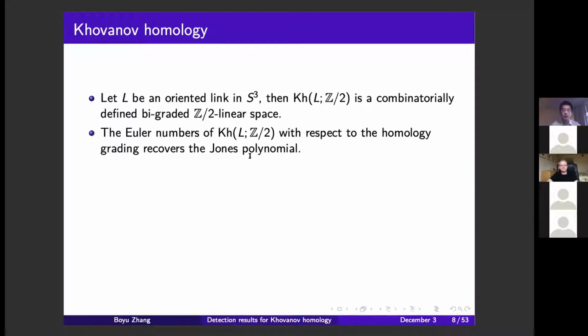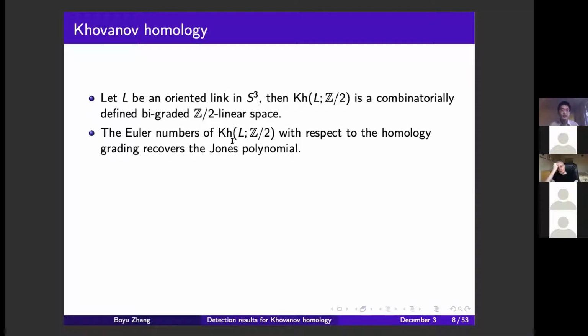Well, in fact, it recovers the coefficients of the unreduced version of the Jones polynomial, which is, well, actually, square root of t plus 1 over square root of t times the previous version of the Jones polynomial that we just discussed. So in this sense, the Jones polynomial is recovered by the Euler numbers of the Khovanov homology, and therefore it can be thought of as a categorification. The Khovanov homology can be thought of as a categorification of the Jones polynomial.